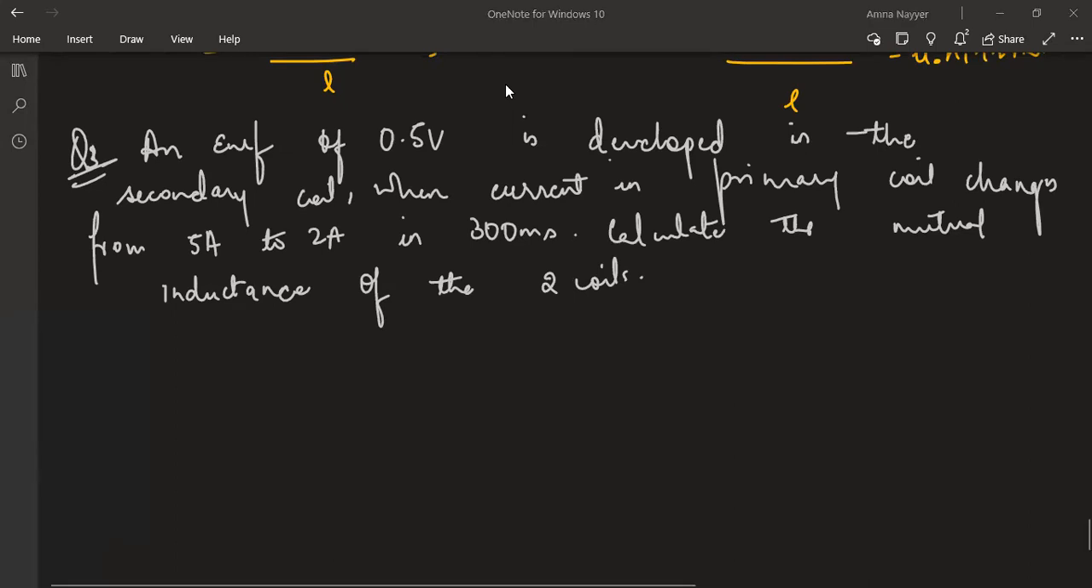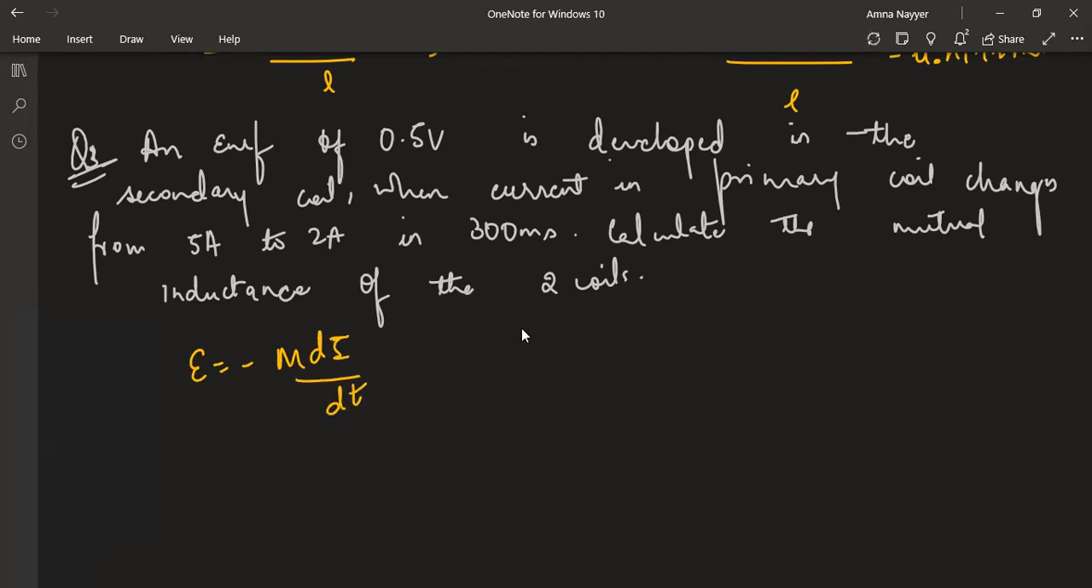An EMF of 0.5. Nobody answered this? See, it was a direct question from your previous year. Okay, Kulsum has answered. Yes, Kulsum, correct answer, good. Henry, the SI unit will be Henry. Hamza is also correct. Good, Hamza. So, E is equal to minus M di over dt is the formula.